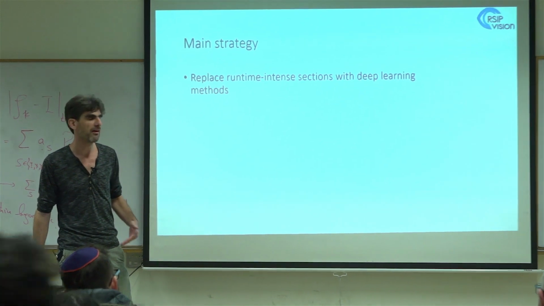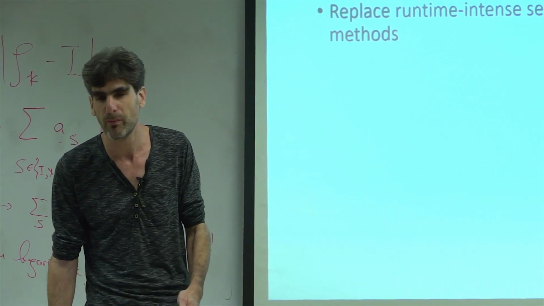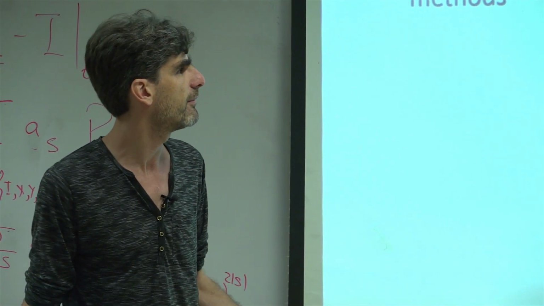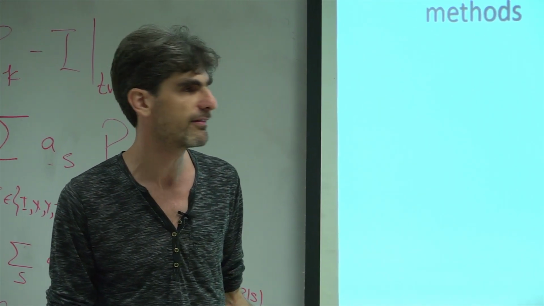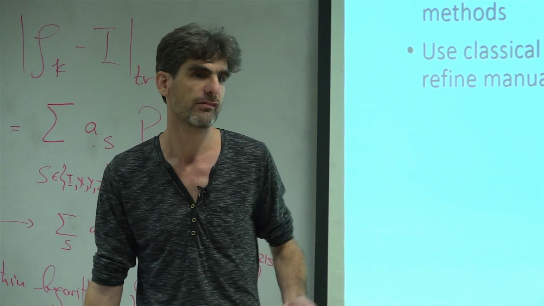What's our strategy? Basically, the main goal was to make this faster. If we can get it to be more robust, we'll be very happy. But the main goal is to just make it simpler and make it faster. And the basic strategy is to replace all the runtime intense sections with deep learning. We need to train this deep learning method, so we have data.